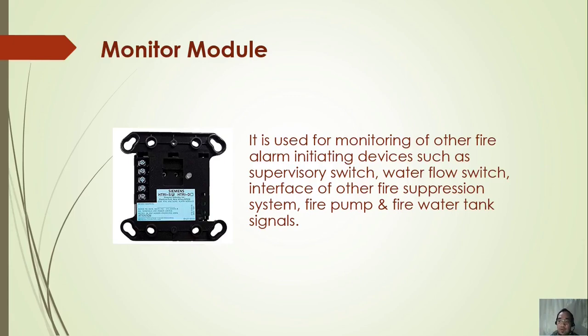And it is also used for monitoring of the water flow switch. If the sprinkler in the building operates, or one of the sprinklers breaks because of the fire, it will also give us an alarm that the building is on fire. The other one is it is used to interface other systems like fire suppression, let's say Novec or FM200, or kitchen hood fire suppression system, or for monitoring of signals from the power pump and power water tank. These are the modules that we are going to use.